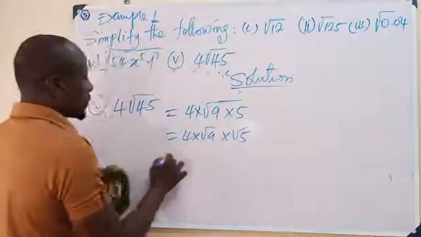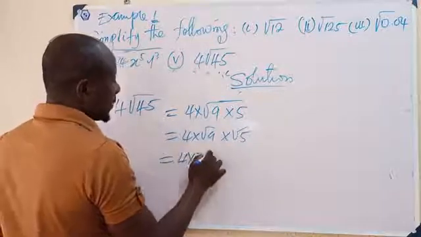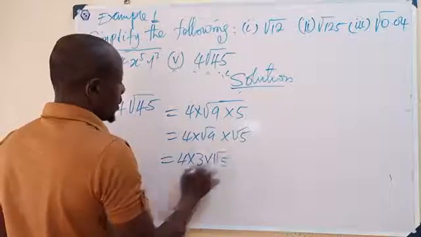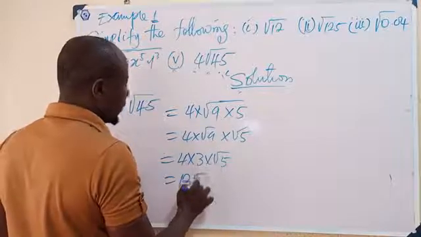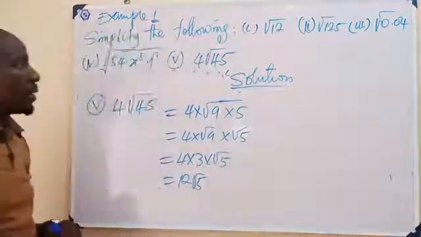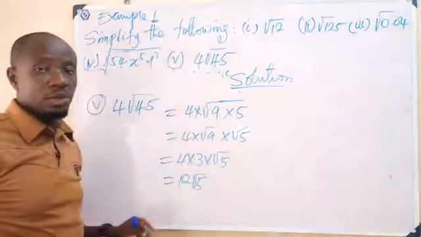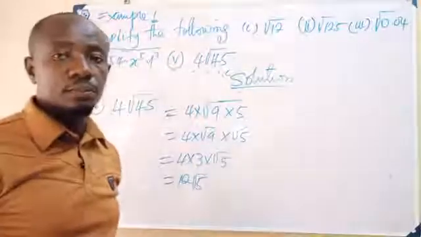So this will give us 4 times 3 times root 5, which is equal to 12 root 5, or 12 times root 5. Very simple. Okay? Alright.